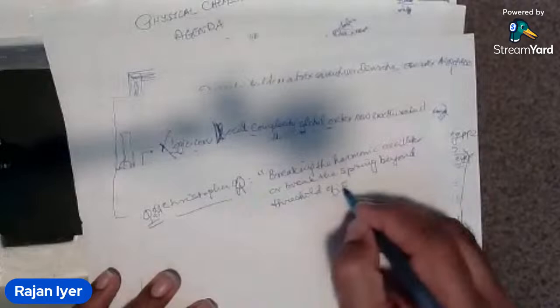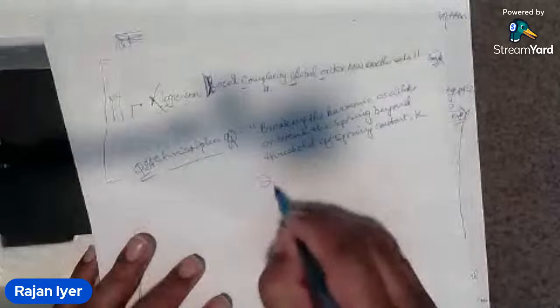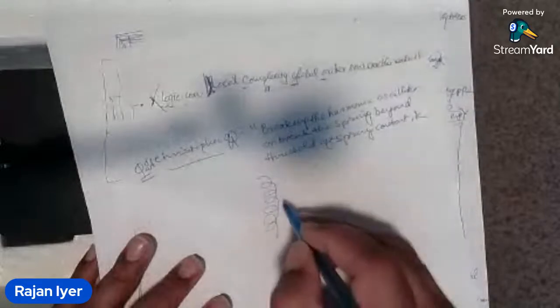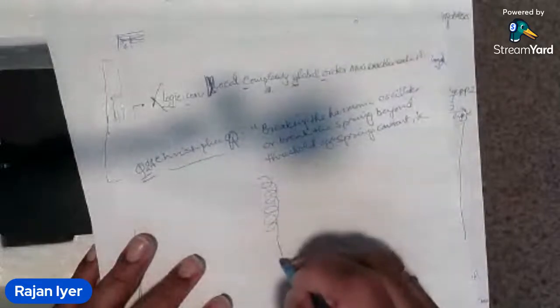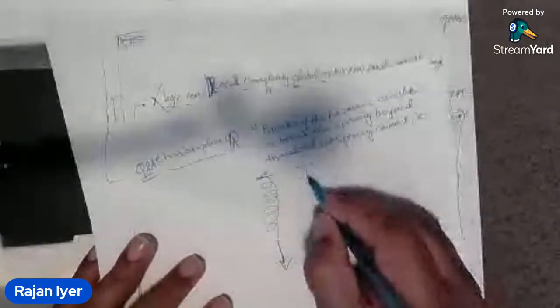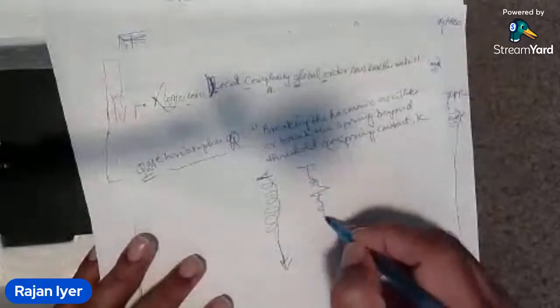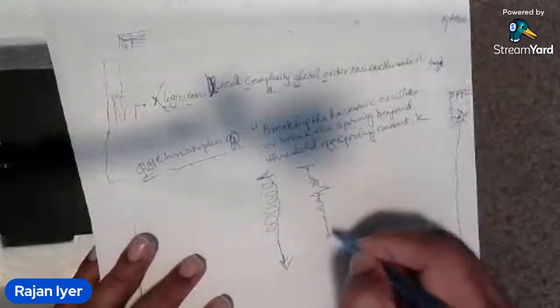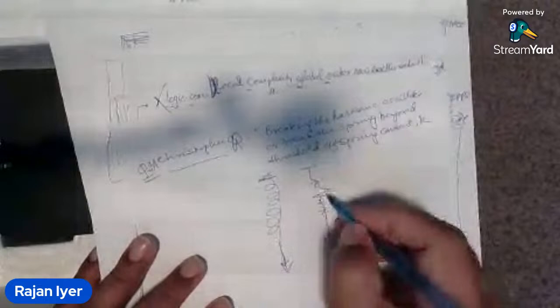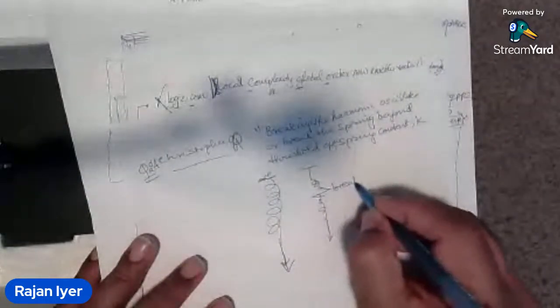Let me just put a simple figure. You are going to stretch it, right? So you stretch it back and then it breaks somewhere, because you are pulling it too much. So you are breaking the spring.